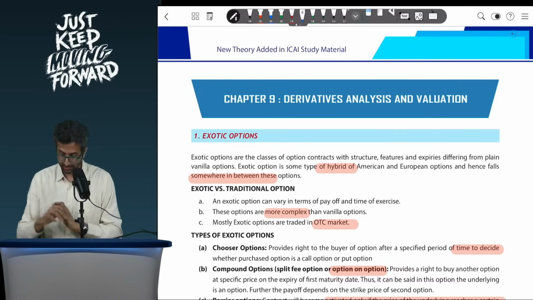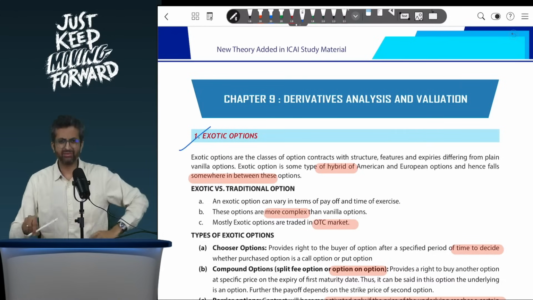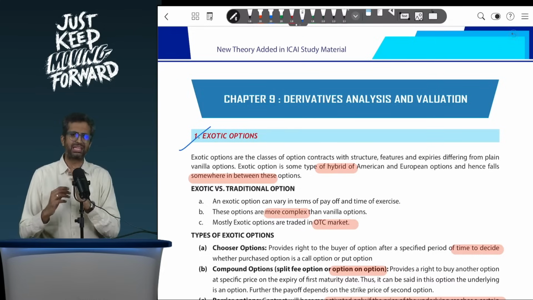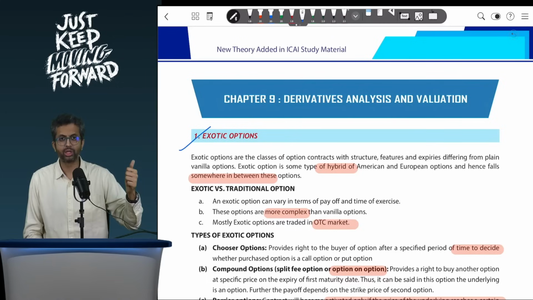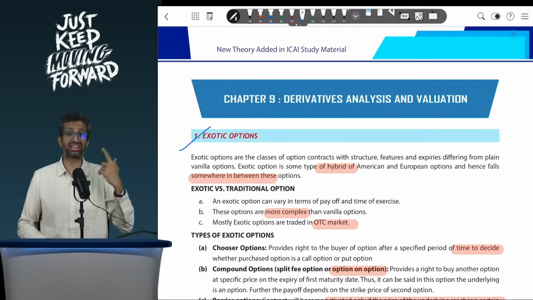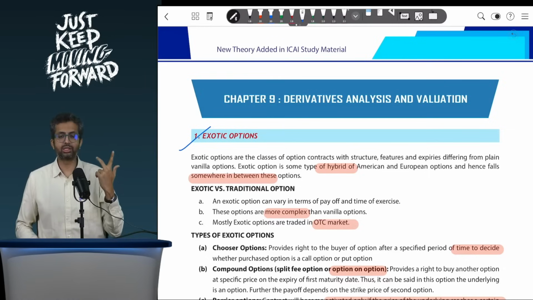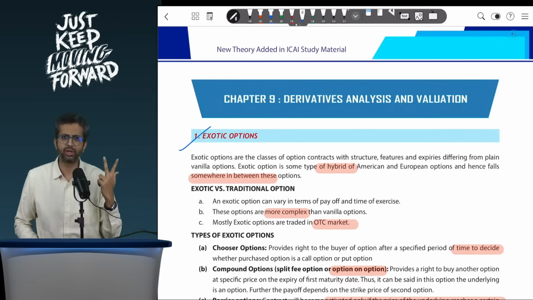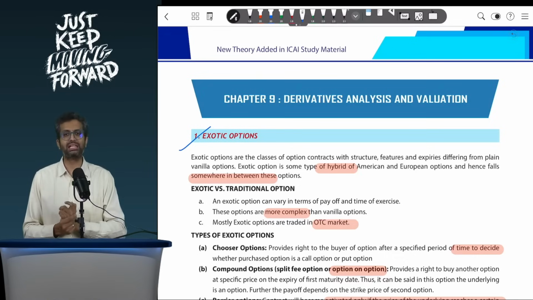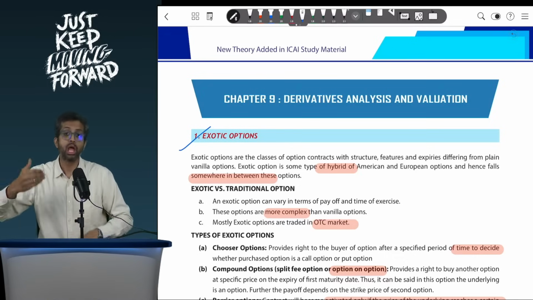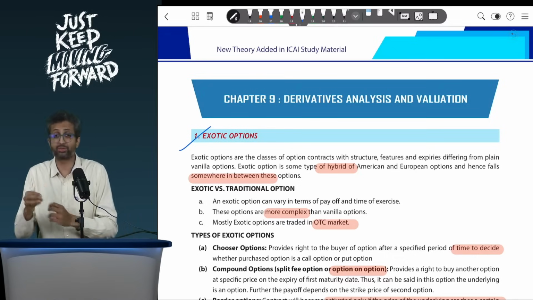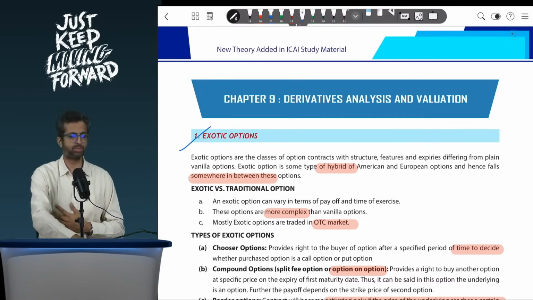Okay, now in derivatives, there are 4 things which are new on the theory side. One, there is something called an exotic option. Second, there is something called a credit derivative. Third, there is something called a weather derivative. And fourth, there is something called an electricity derivative. Weather and electricity derivatives I would not really say are as important, but otherwise these exotic derivatives, at least from an MCQ standpoint, can be possibly a lot more important.